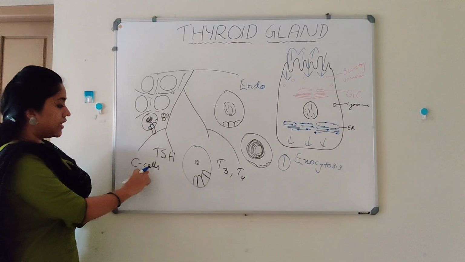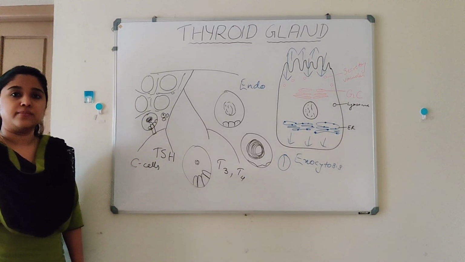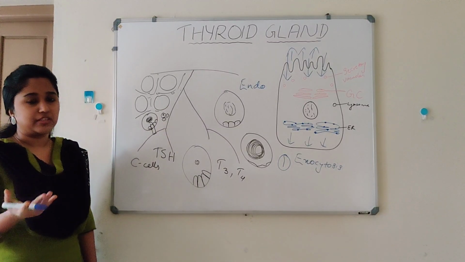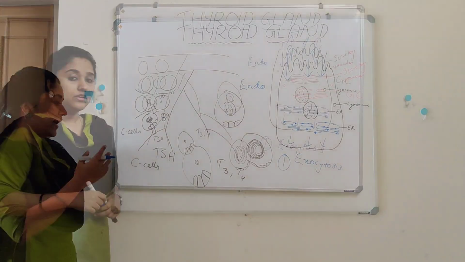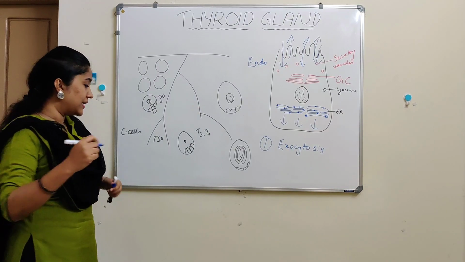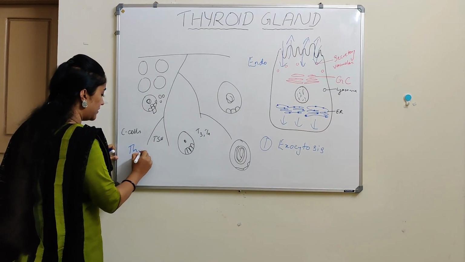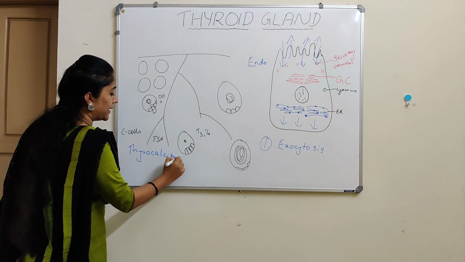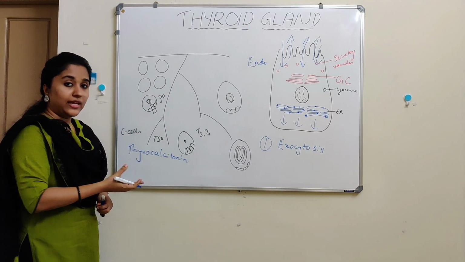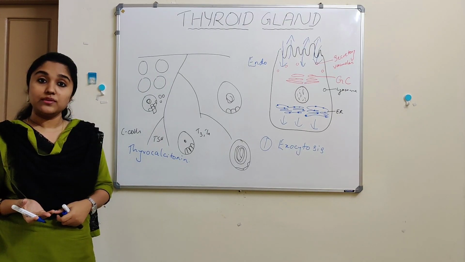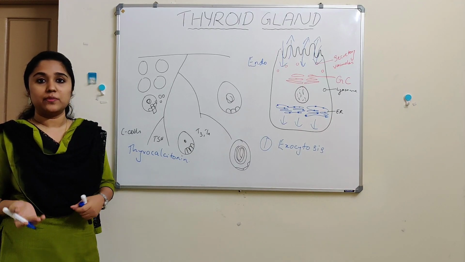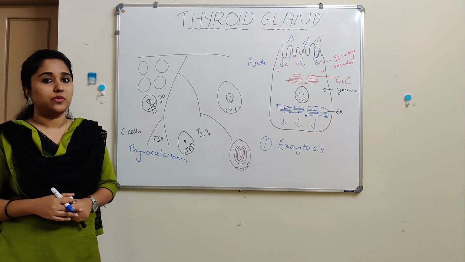Whereas the C cells or the parafollicular cells also contain Golgi complex, mitochondria, secretory vacuoles, lysosomes. So these C cells produce the hormone known as thyrocalcitonin. So this comes into play when the calcium level in the blood is high. When the calcium level in the blood is high, this is produced, and it lowers the calcium level by suppressing the release of calcium ions from the bones.